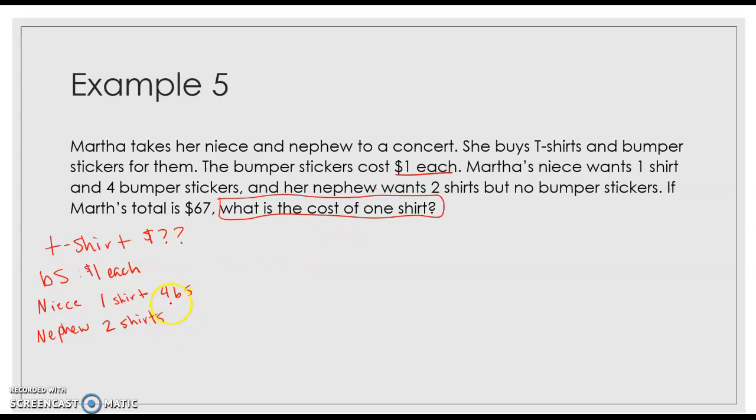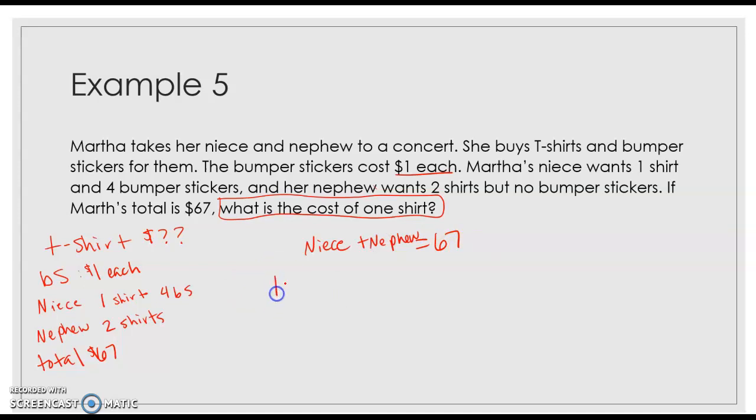And then Martha spends a total of $67. Alright, so what that tells us is we definitely have an equal $67. Quick and simple, right? When we're reading it, it may not be clear what our constant is, but our constant's going to be that bumper sticker. Because we know that we get each bumper sticker for $1. So the way we're going to set it up is actually we're going to put the niece, what she wants, plus what the nephew wants to get, right? And that's going to equal 67.